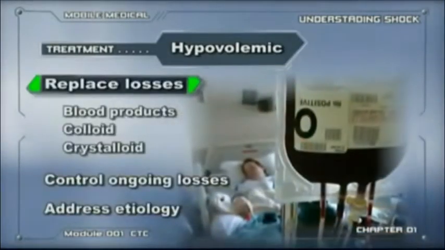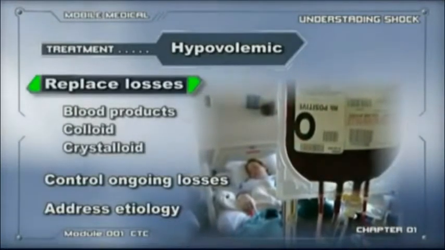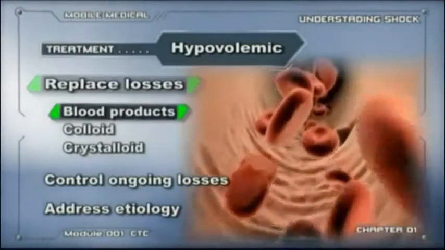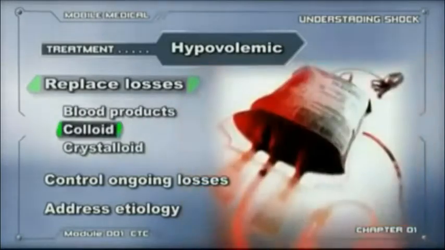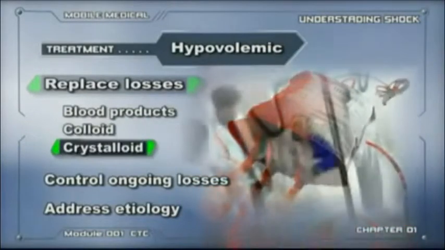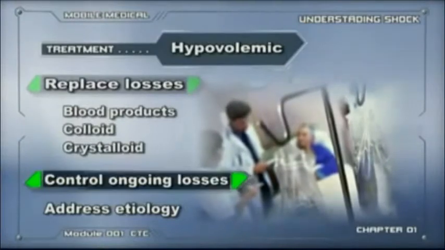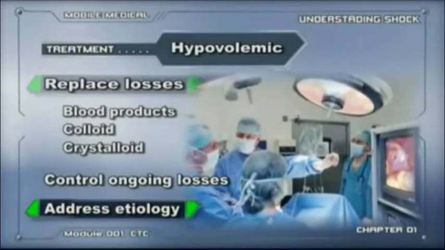Next, volume losses need to be replaced. Blood volume with blood products: packed red blood cells, fresh frozen plasma, and platelets. Total body water with crystalloid. Any ongoing losses need to be addressed and the etiology corrected.